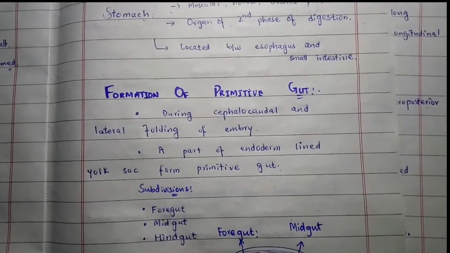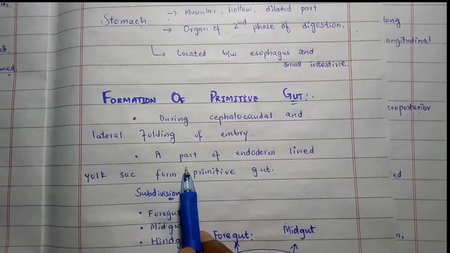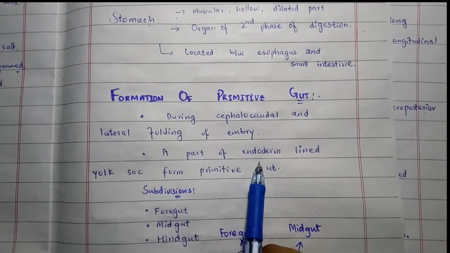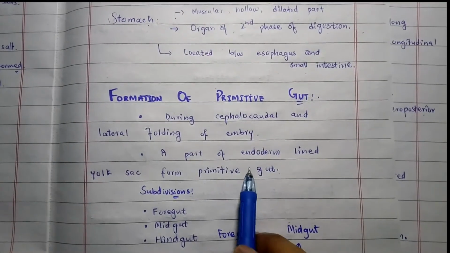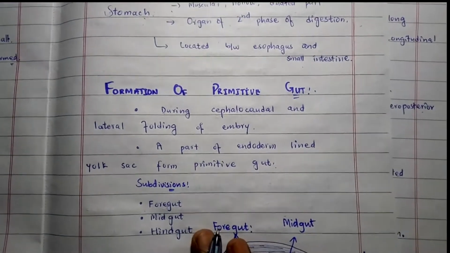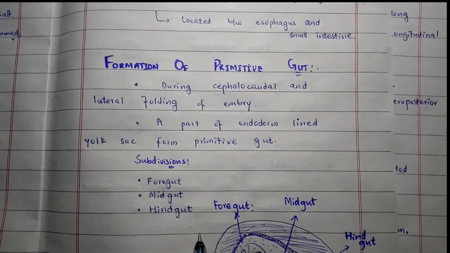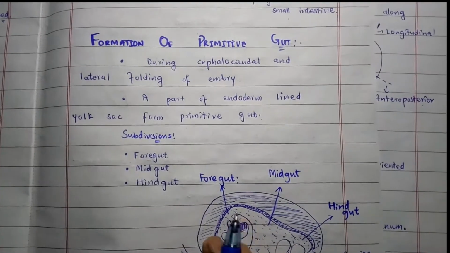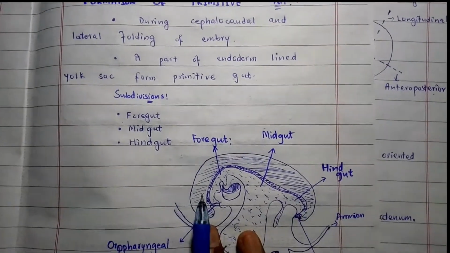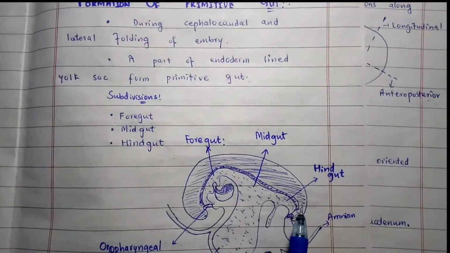Formation of the primitive gut initiates stomach development during the cephalocaudal and lateral folding of the embryo. A part of the endoderm-lined yolk sac forms the primitive gut. The primitive gut then gives rise to three divisions: foregut, midgut, and hindgut. The foregut faces the anterior, the midgut is intermediate between the foregut and hindgut, and the hindgut is the part of the gut present toward the cloacal end.